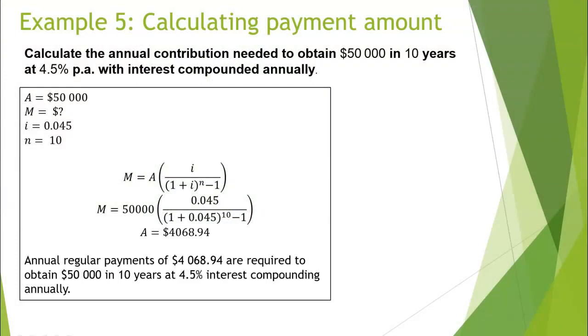So annual regular payments of $4,068.94 is required to obtain $50,000 in 10 years' time at 4.5% interest compounding annually.